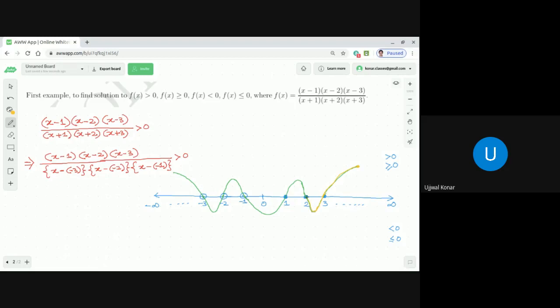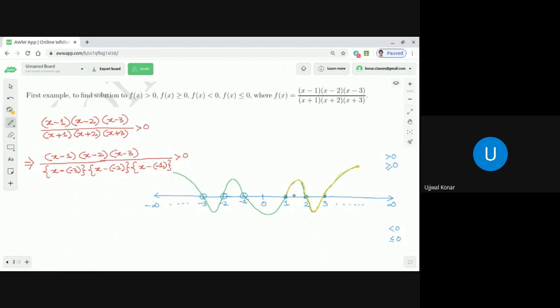Then I reach x minus 2. Power of x minus 2 is 1, which is odd. So again I will cross the number line. Here, what is the meaning of cross? Crossing means from below the number line to above the number line. I go up, and again come down. Come down to where? 1.1, which is related to x minus 1.